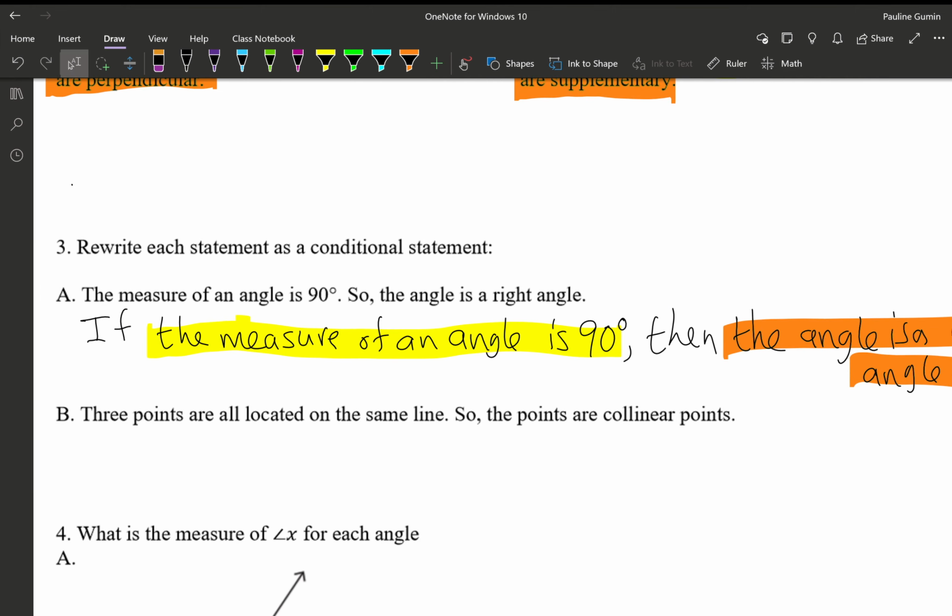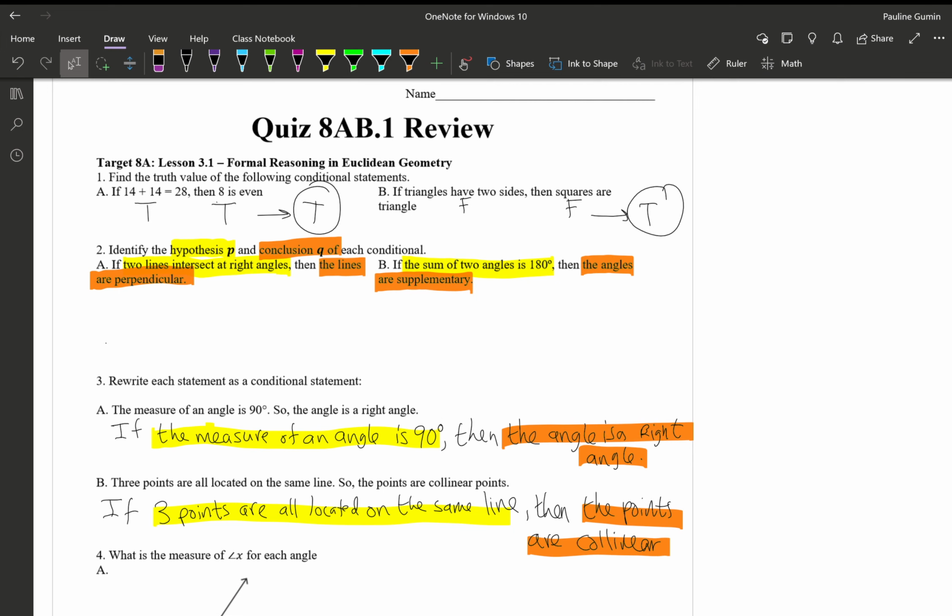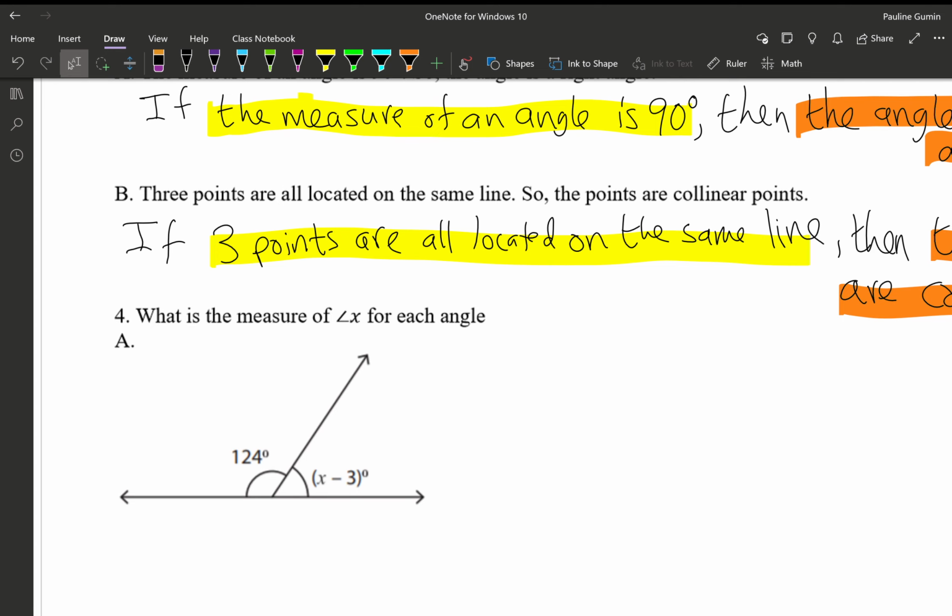All right, so those few problems talked about our truth values. Now let's do a little bit of algebra with these supplemental angles. Now what we have here in number 4 for A and B are two angles that are a linear pair, which means they create a line. They're supplementary. That means they add up to 180 degrees because that's how many degrees there are in a line. All right, so what I'm going to do is add the angle on the left with the angle on the right and set it equal to 180.